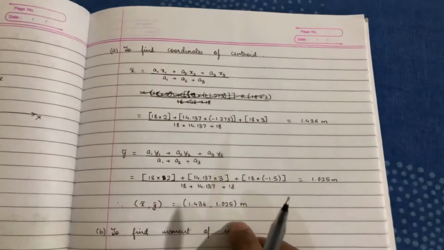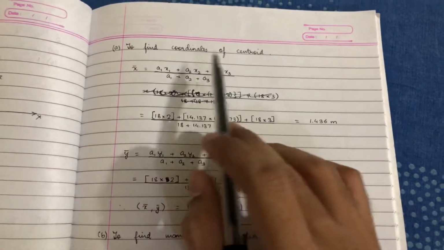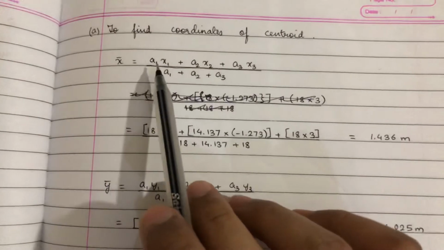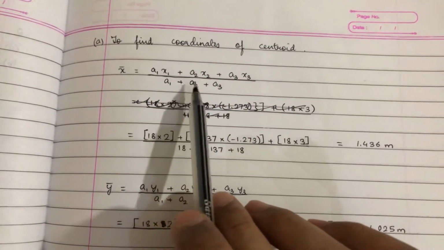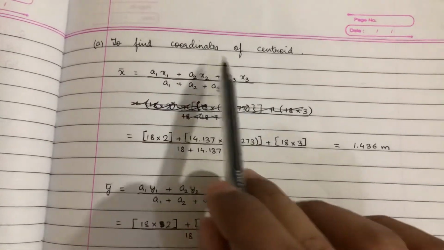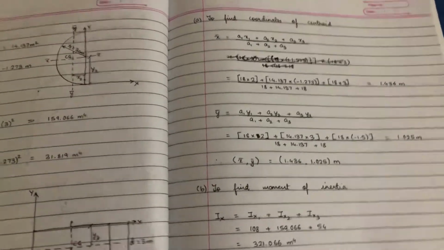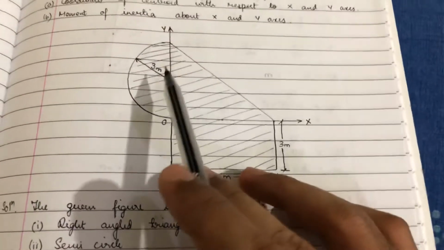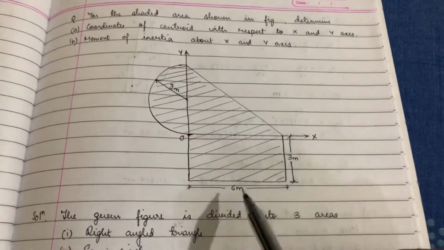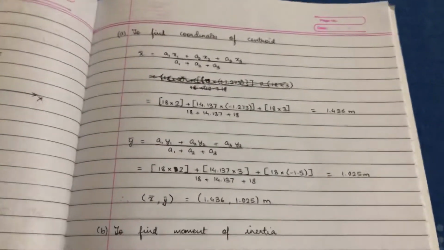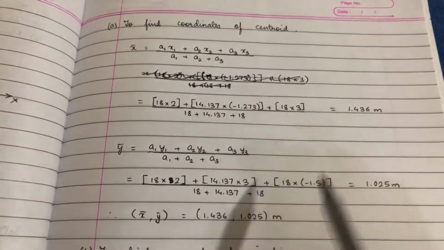So putting all these values in the formula for finding the coordinates of centroid. You can see x bar is A1 x1 plus A2 x2 plus A3 x3 divided by A1 plus A2 plus A3. We have not subtracted anything in this. We have added everything because we need to find the centroid of the shaded region. So the full figure is shaded, so we have to add all the parameters. So x bar comes out to 1.436 meter.